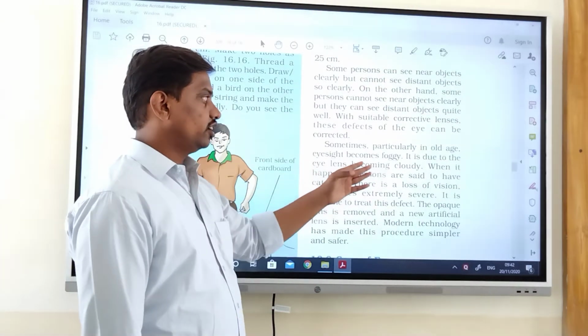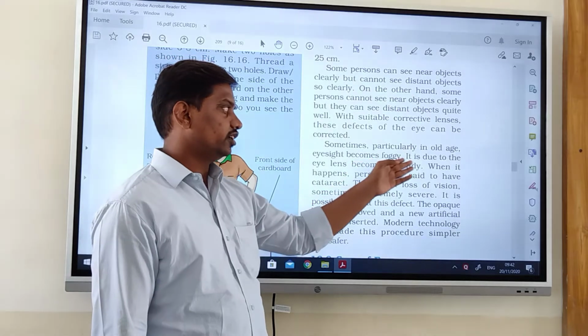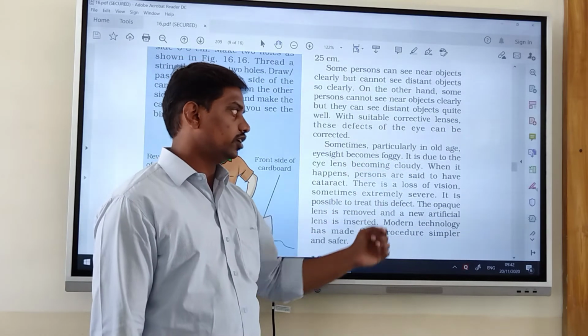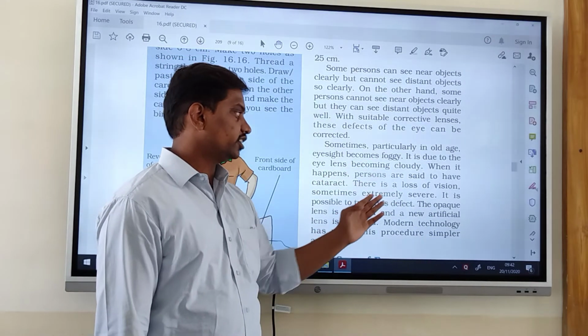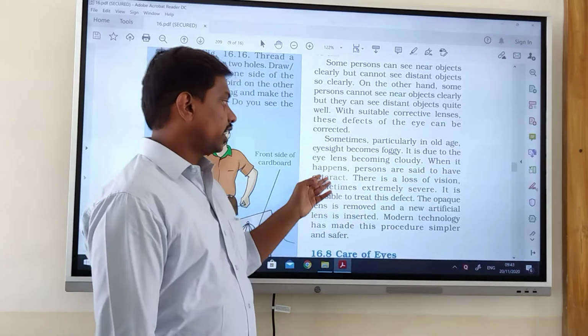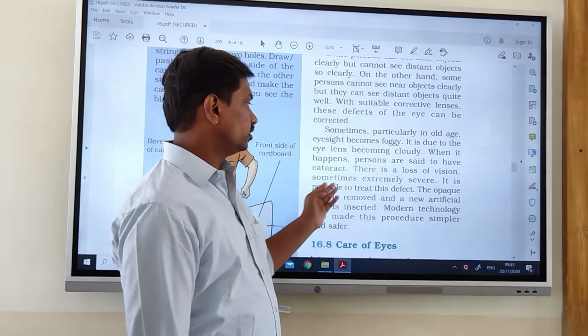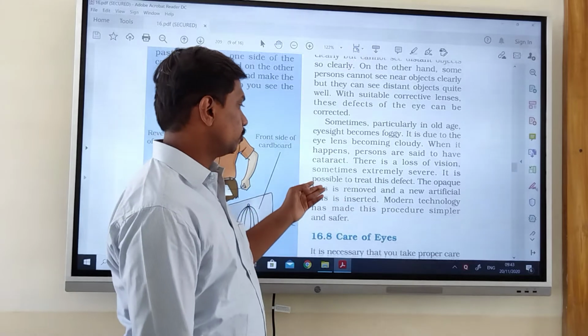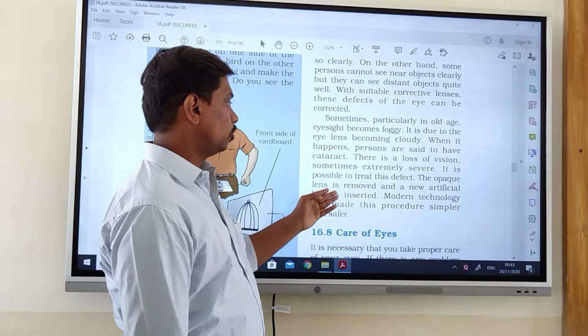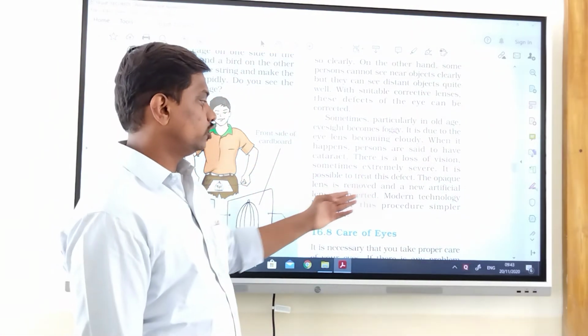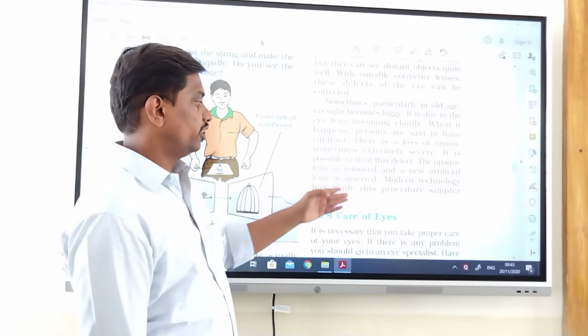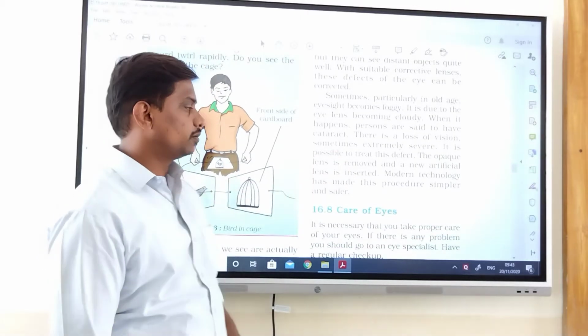Sometimes, particularly in old age, eyesight becomes foggy. It is due to the eye lens becoming cloudy. When this happens, the person is said to have cataract. This is a loss of vision, sometimes extremely severe. It is possible to treat this defect. The opaque lens is removed and a new artificial lens is inserted. Modern technology has made this procedure simpler and safer.